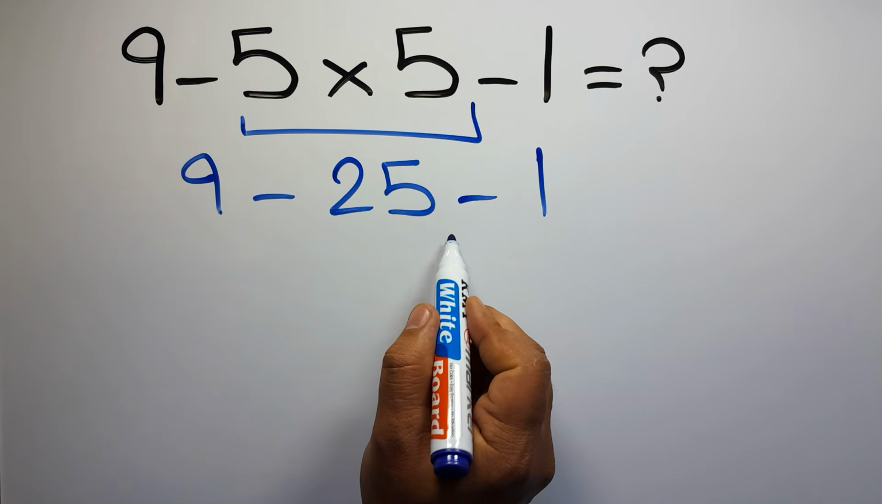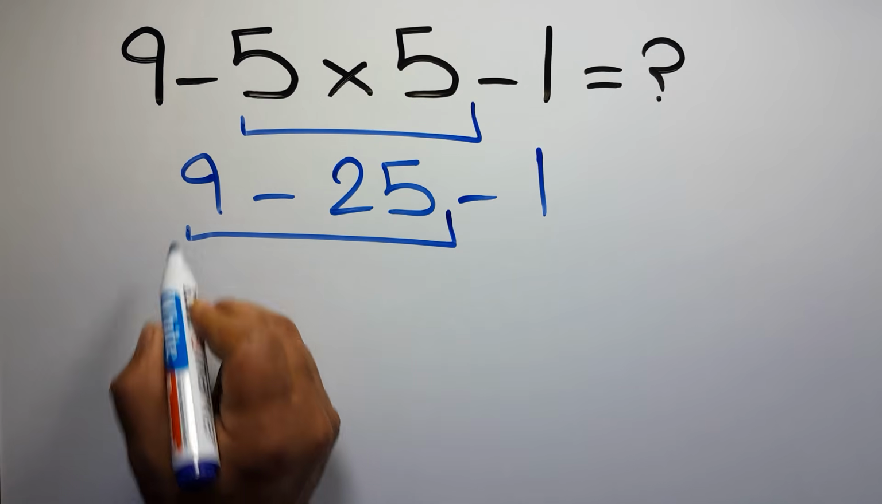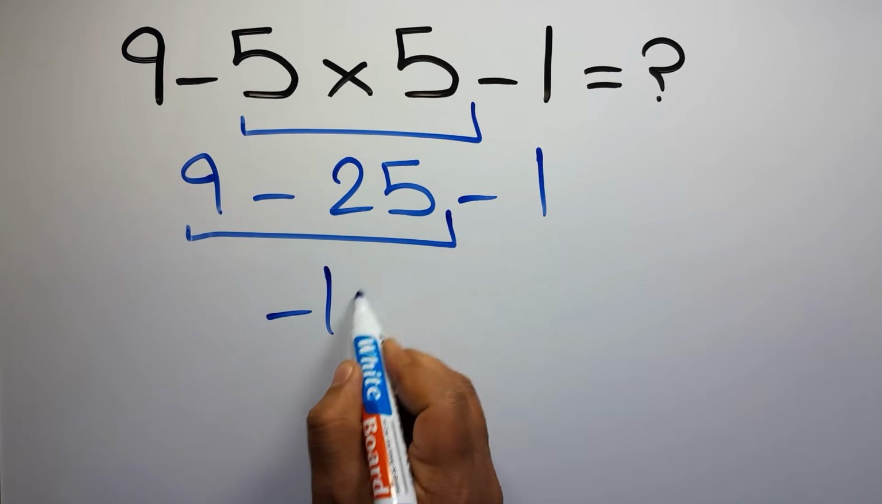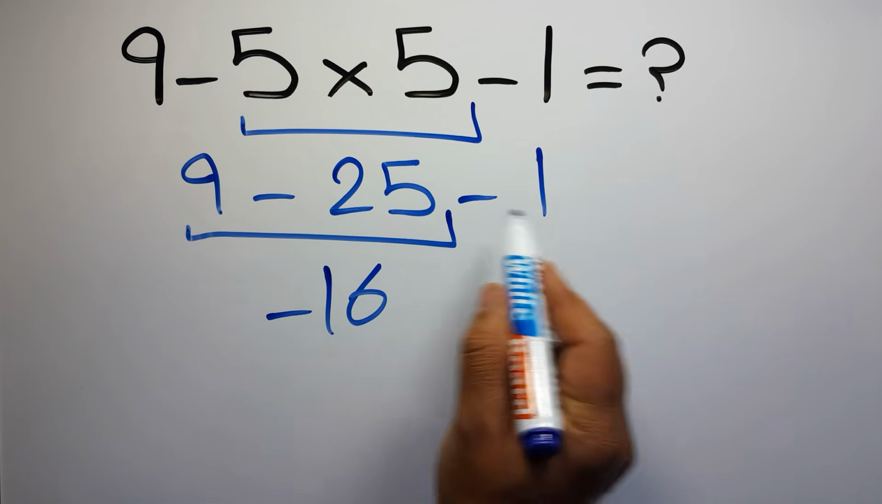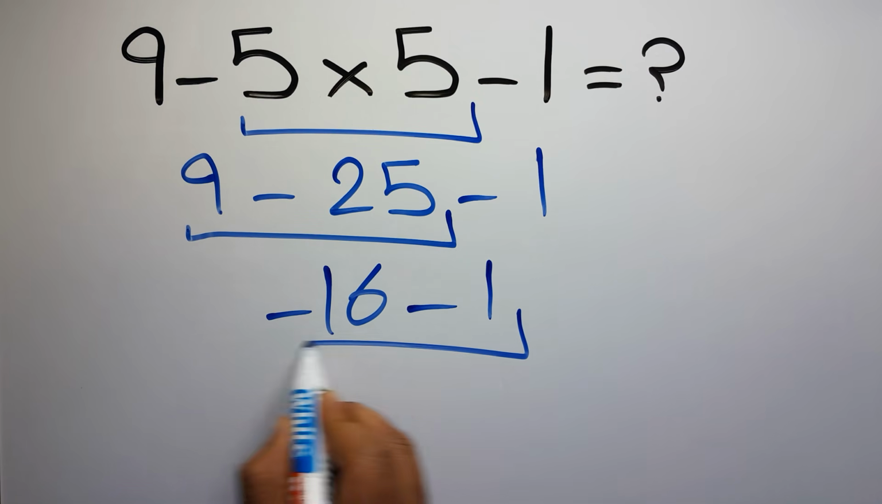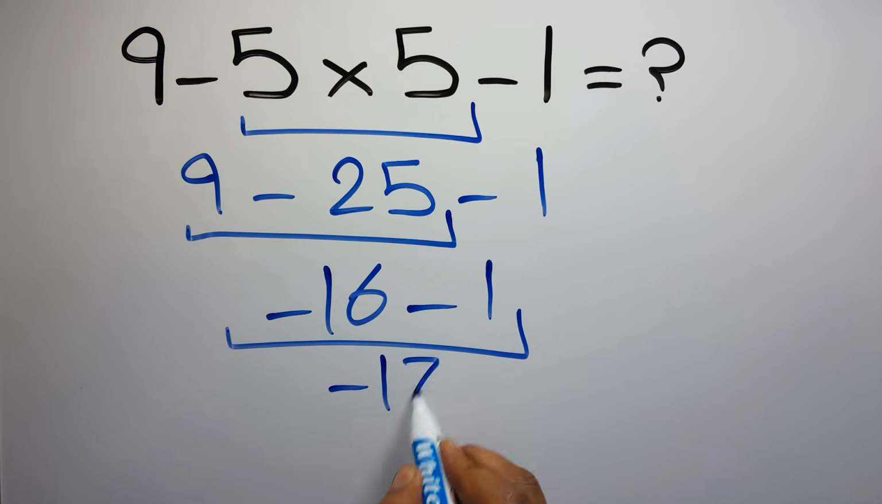9 minus 25 gives us negative 16. So negative 16 minus 1 equals negative 17. And this is our final answer to this problem.